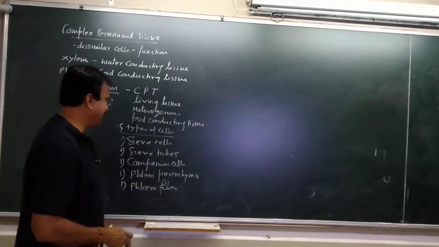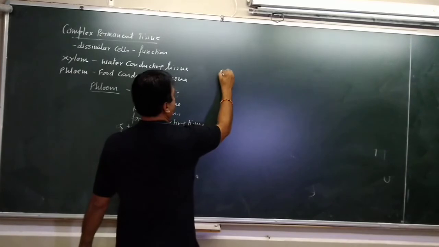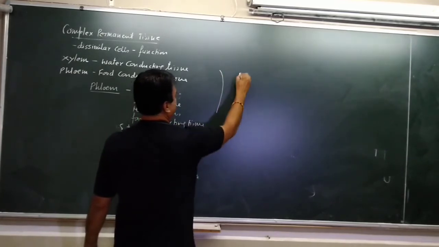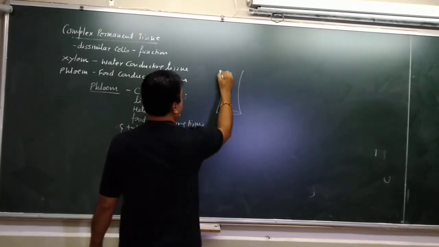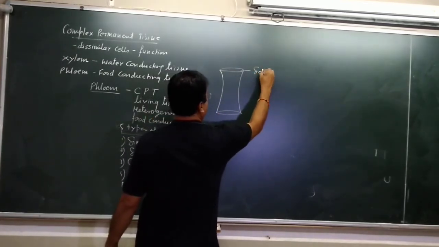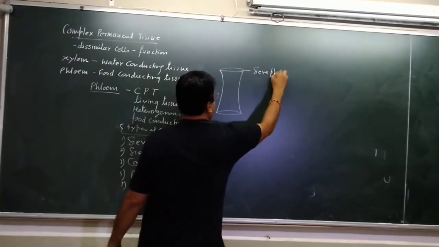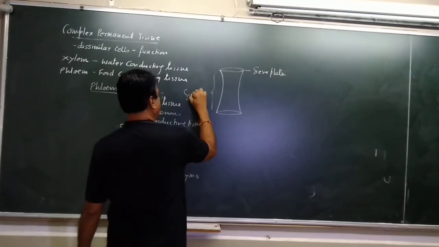Now if you see the details of it, what are sieve cells? This is a sieve cell. This is one cell, and it has sieve plates on the ends. This is called a sieve plate, and this cell is a sieve cell.